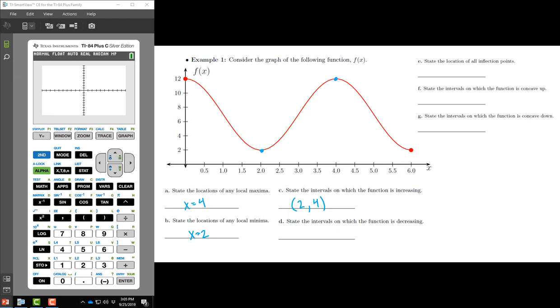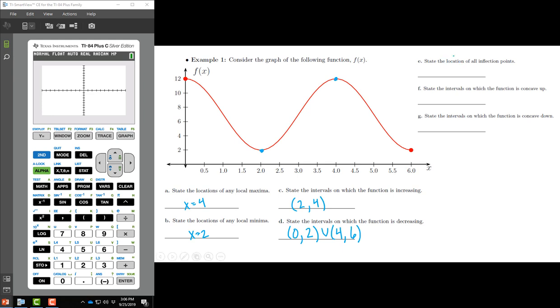And then I can look at where I'm decreasing. Well, there's two places, right? From the starting point down to the minimum, and then from the max to this ending point. So anytime we have two distinct intervals, we're going to use our union notation, that glue that holds the intervals together. So what I would say here is we are decreasing from x equals 0 to x equals 2, and then we're picking it up again at 4 and going to 6.